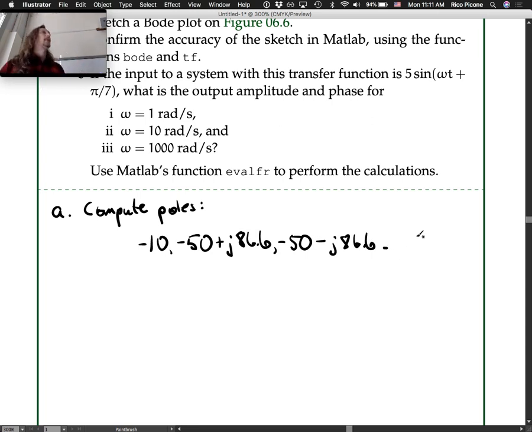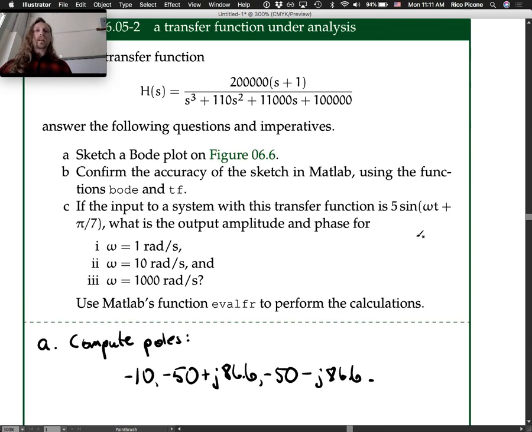Dr. Piccone, I remember from when we were going over my notes over the break, if we compute the poles, those are basically the roots of the system, correct? That's right. Even though you just did it off camera, what's the quick step for how to do it? You just set this denominator equal to zero and solve for s.